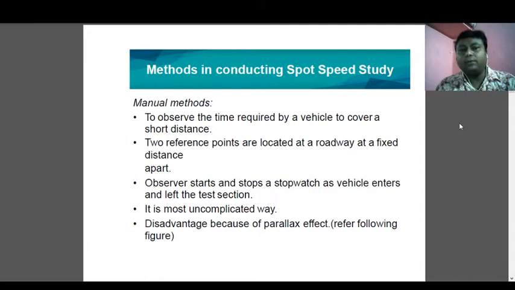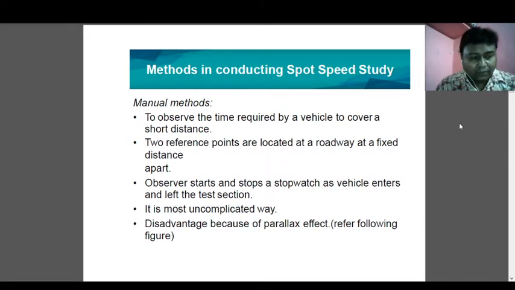In the manual method, to observe the time required by a vehicle to cover a short distance, two reference points are located on a roadway at a fixed distance apart. The observer starts and stops a stopwatch as vehicles enter and leave the test bay section. It is the most uncomplicated way. The disadvantage is the parallax effect.